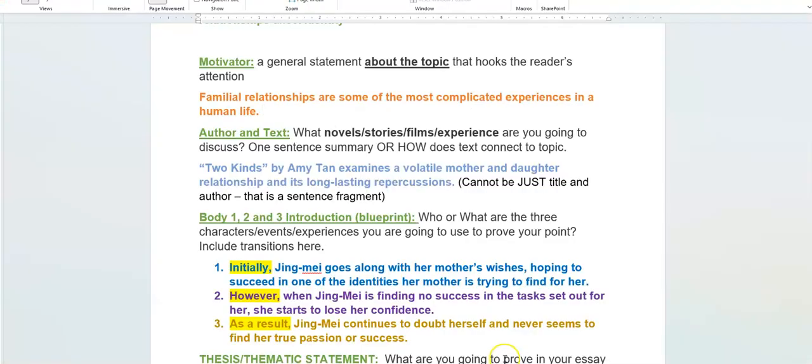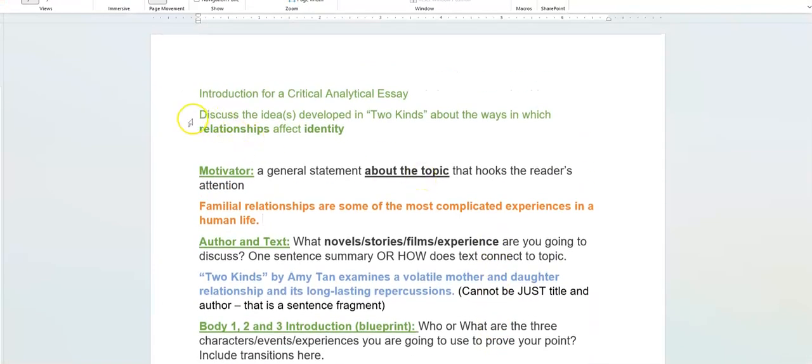Okay, so this video is meant to give you an example. We're going to use a pretty easy topic here because we really want to focus on the structure rather than the topic itself. But just a reminder, there's always going to be a prompt, and the prompt will ask us to discuss the ideas developed by whatever text creator we're asking you to talk about. And this one's about the ways in which relationships affect identity. Like I said, this is pretty simplistic, but that's okay. We're trying to understand the structure.